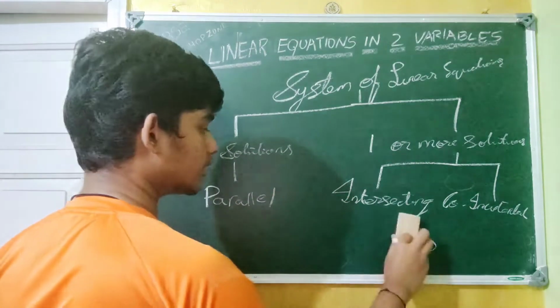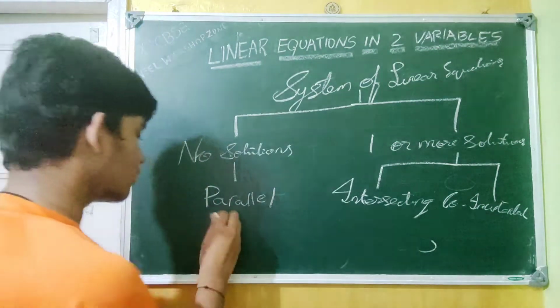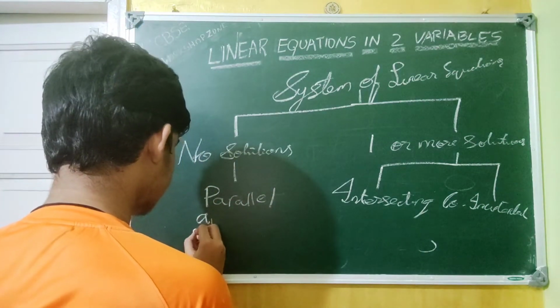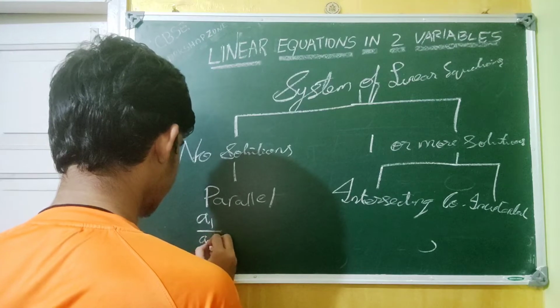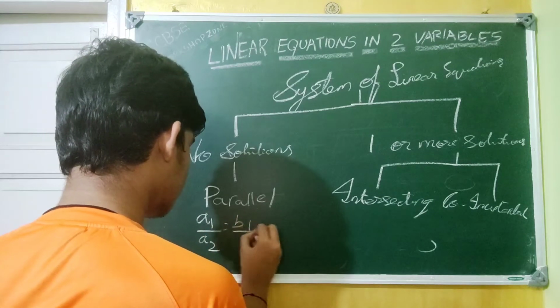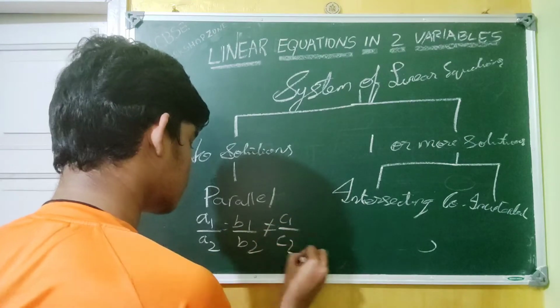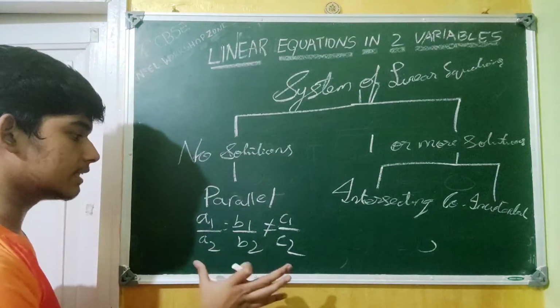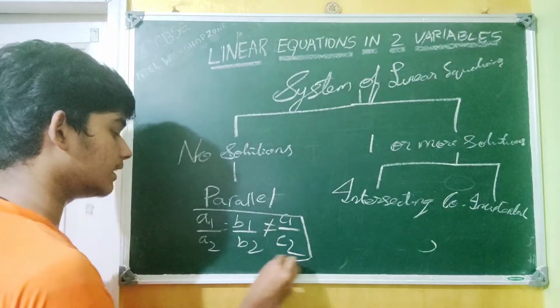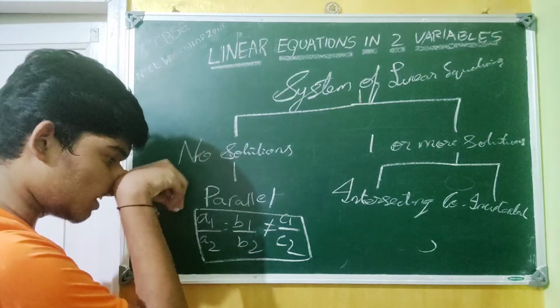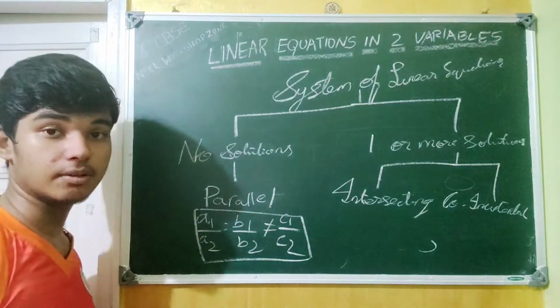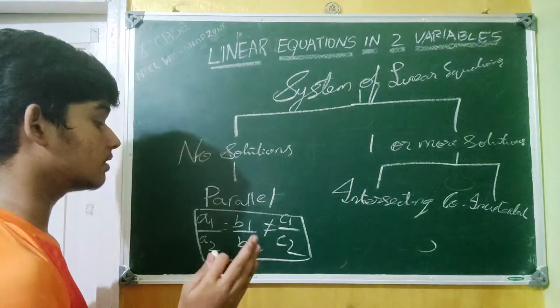This can also be found out by the formula a1/a2 = b1/b2 but not equal to c1/c2. So this is a formula that we can use to find out if a pair of linear equations is parallel or not, which is a1/a2 = b1/b2 but not equal to c1/c2.